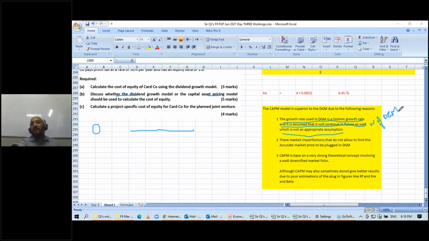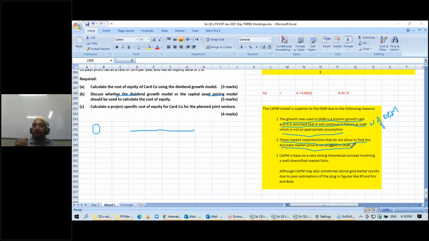One of the ways to prove one of the models right and the other one wrong is first give the weaknesses of one of the models and then give the strengths of the other one. Then there are market imperfections that do not allow us to find the accurate market price. In the dividend growth model, we use market price in the denominator. The market price which exists in the denominator can be different from the price which should have been in the market due to speculation activities and various brokerage costs, etc. So imperfections are there in the market.